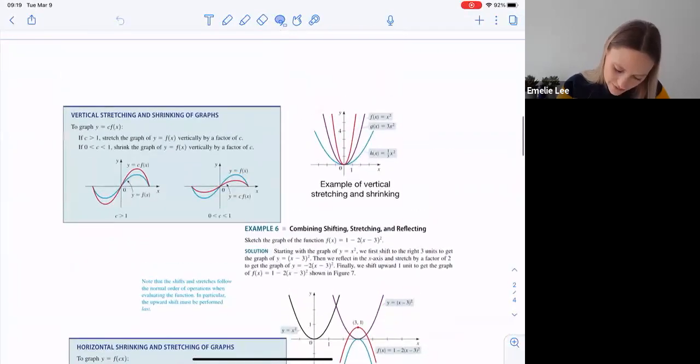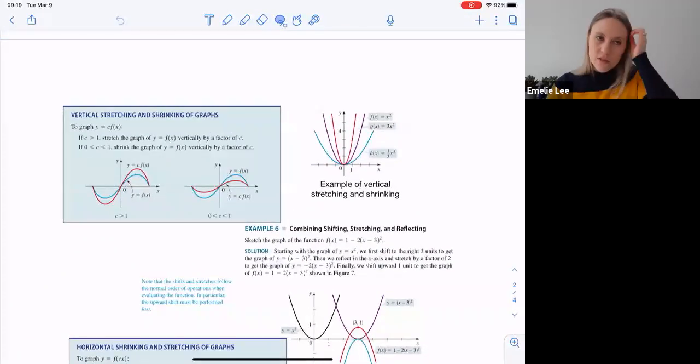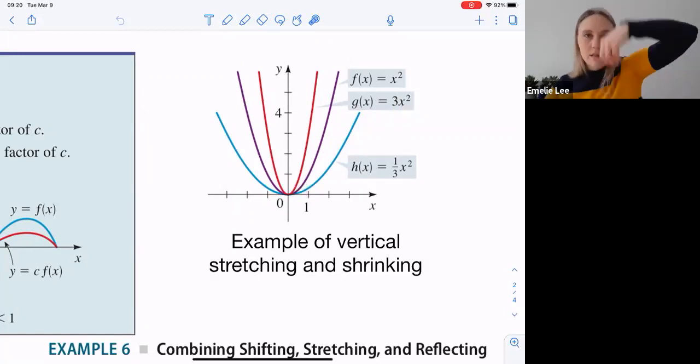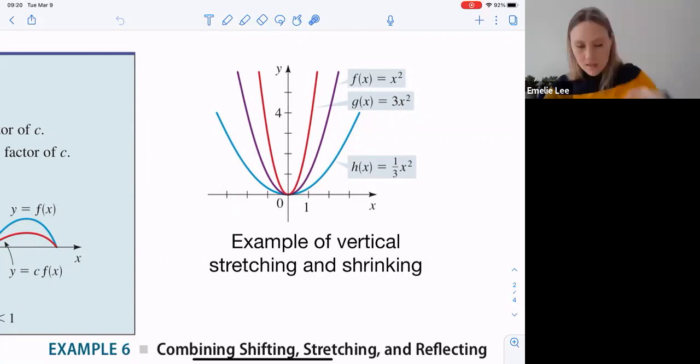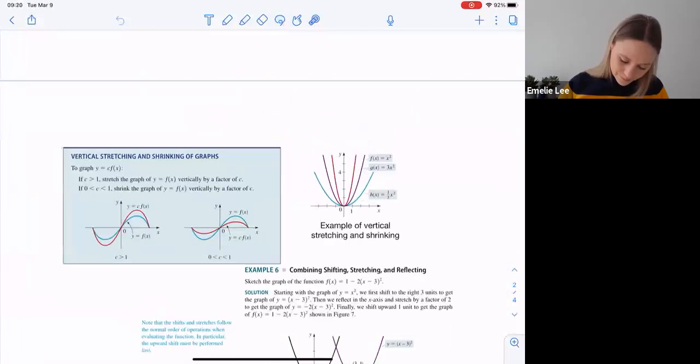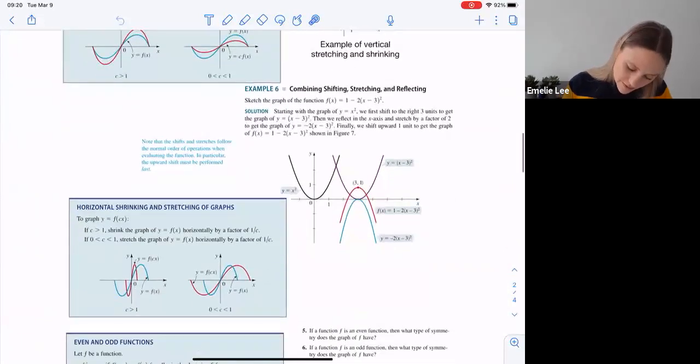And there are graphs in here in the notes, if you've got the notes, right? Some examples. So if you have f of x equals x squared, that's that purple line. If you're doing 3 times x squared, then you kind of pull it up like this. And if you have 1/3 times x squared, remember 1/3 is between 0 and 1, so then it kind of shrinks down. Okay.